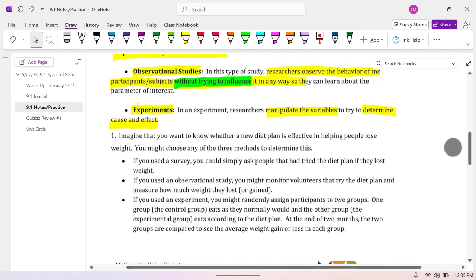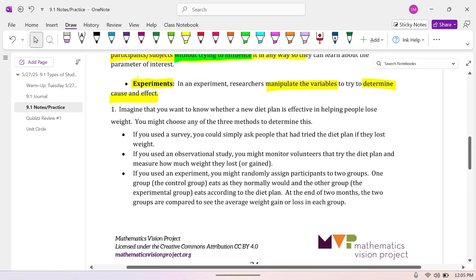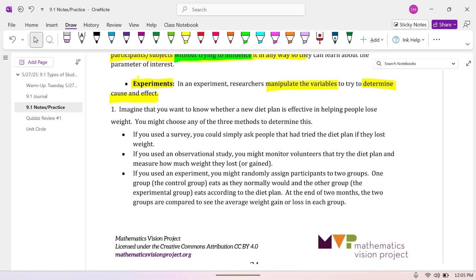Now, for example, trying to figure out just how this works. Imagine you want to know whether a new diet plan is effective in helping people lose weight. You might choose any of the three methods. If you used a survey, you could simply ask people that had tried the diet plan if they lost weight. If you use an observational study, you might monitor volunteers who try the diet plan and measure how much they weigh, lost or gained. And if you use an experiment, you may randomly assign participants, one group the control group, which eats normally, whereas the other group uses the diet plan, and see how much weight they lost after, say, 2 months, and then compare them.